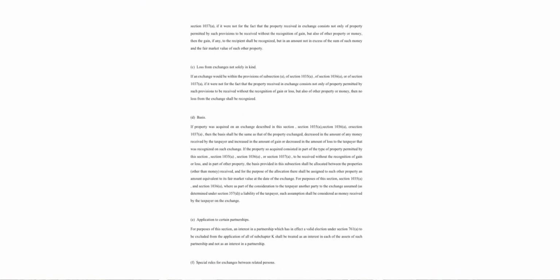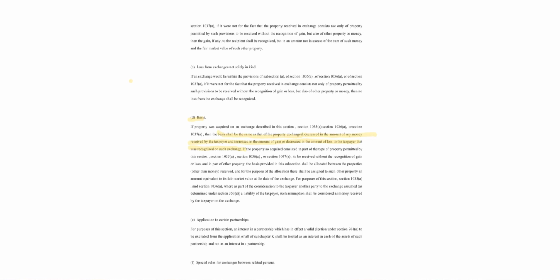And if you read that, every non-recognition rule has a basis rule. D, basis. If property was acquired on an exchange described in this section, or 1035A or 1036 or 1037, blah, blah, blah, the basis shall be the same as that of the property exchanged, decreased for various items of boot and loan and mortgage and different things like that. So basically it says you roll over the basis of the old to keep the gain or loss preserved, with adjustments for certain things. So right there, bam, you see how that works. That right there shows you that non-recognition is not the same thing as exclusion.